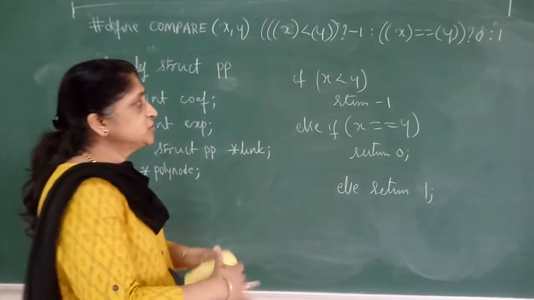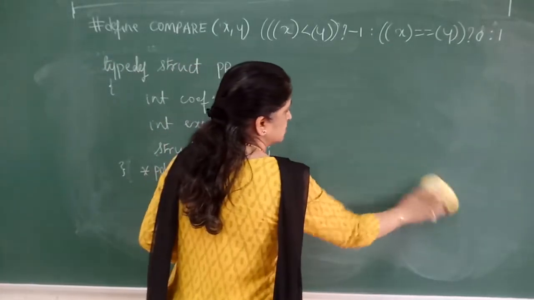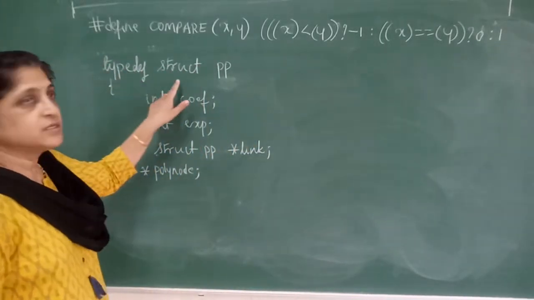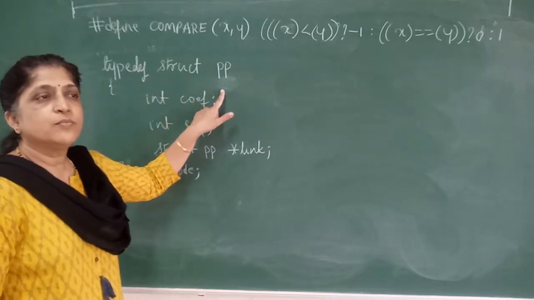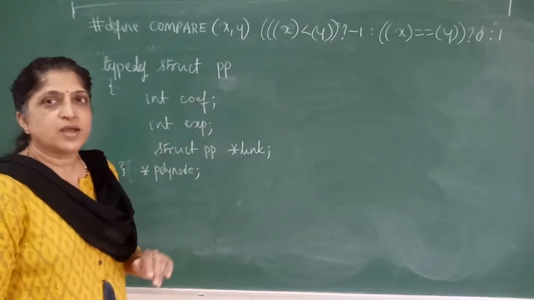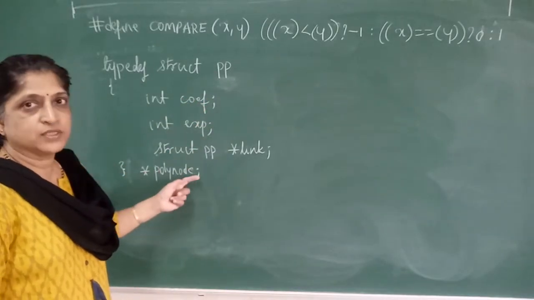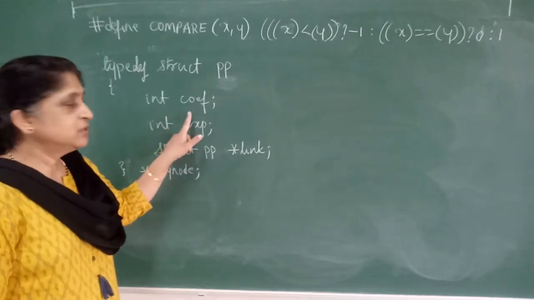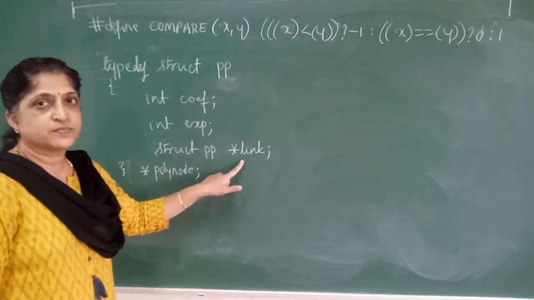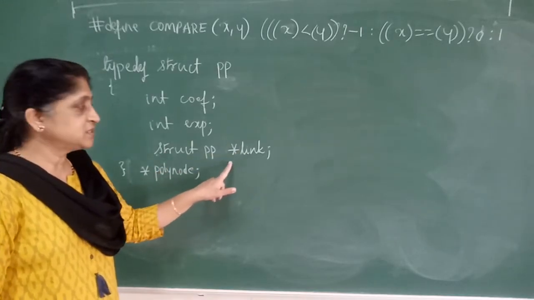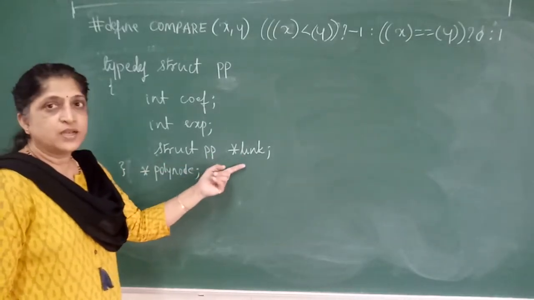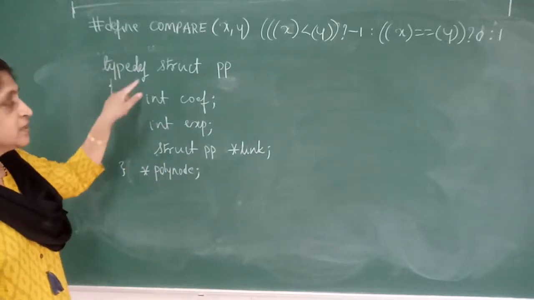And the structure definition I am going to use here is this. I am typedef-ing a structure PP, for polynomial pointer. I have just made it short. PP, which stands for polynomial pointer, is the name I want to keep. This has three fields: one integer field to hold the coefficient, one integer field to hold the exponent, and the other one is a self-reference link field, a pointer, a star link which links to itself, that is struct PP link field.